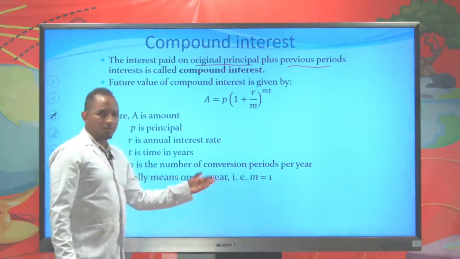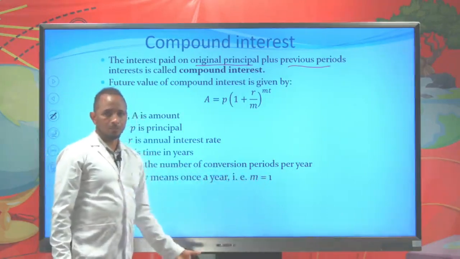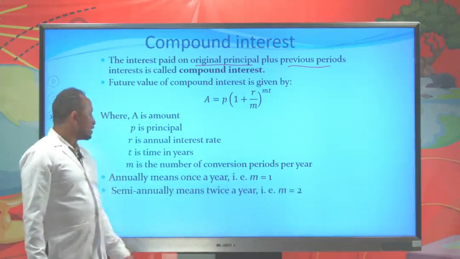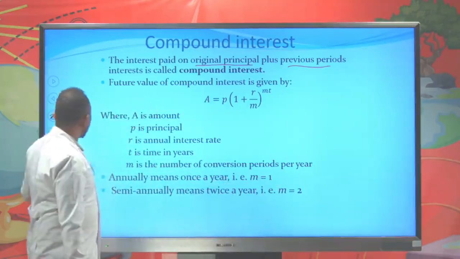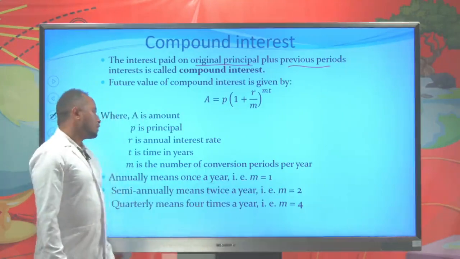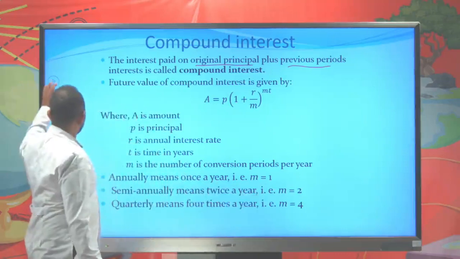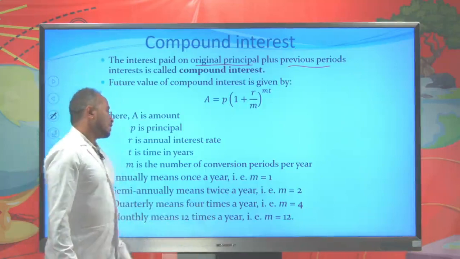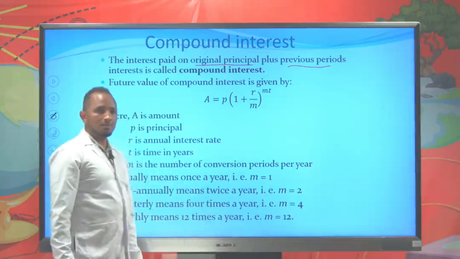annually means once in a year, so the number of conversions will be 1 for annually. And semi-annually means twice in a year, so the number of conversion periods will be 2, M is equal to 2. And quarterly means 4 times in a year, so M is equal to 4. And monthly means 12 times in a year, therefore M is equal to 12. Now let's see an example for this.